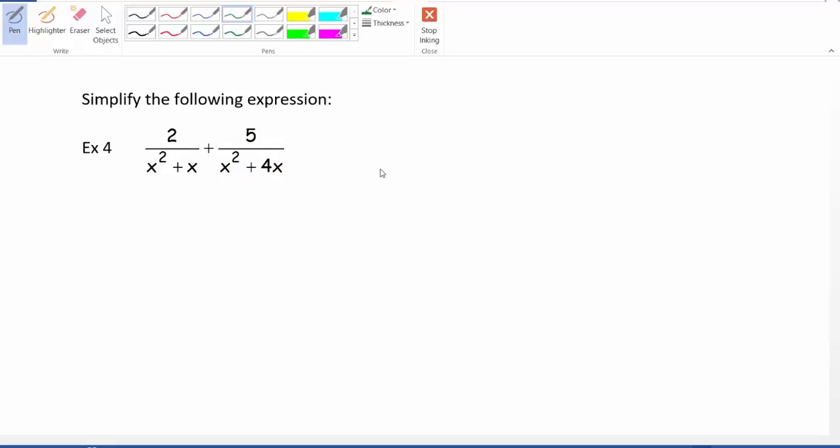Here we are at example 4 from our 8.5 notes. We're asked to simplify the following expression. What we're going to go ahead and do first is factor out the entire bottoms as much as possible.